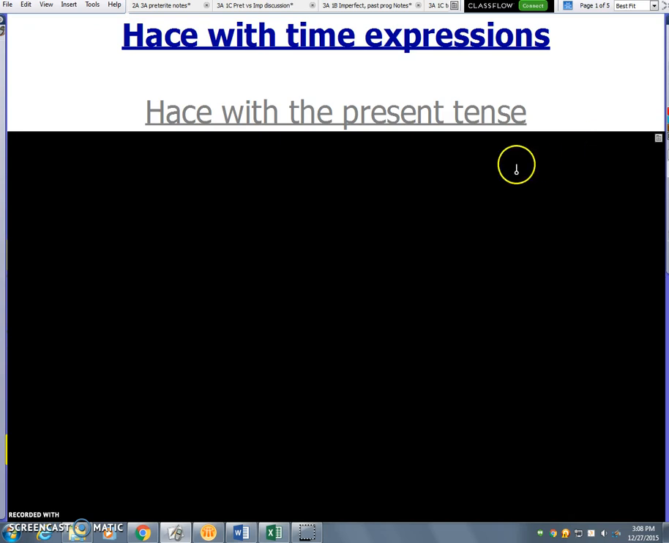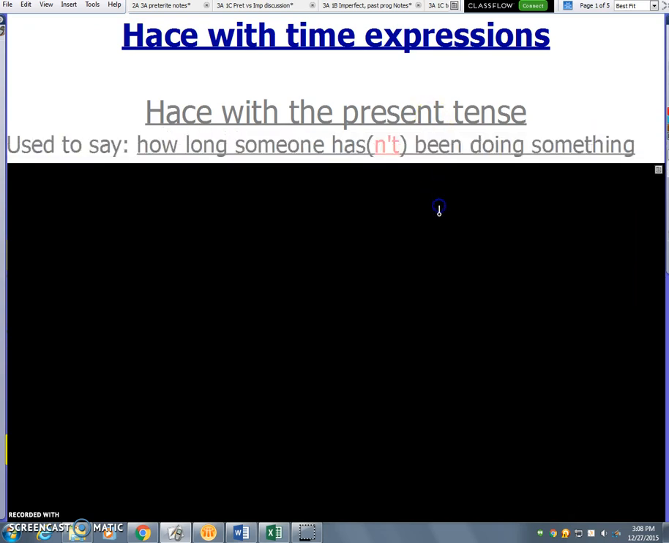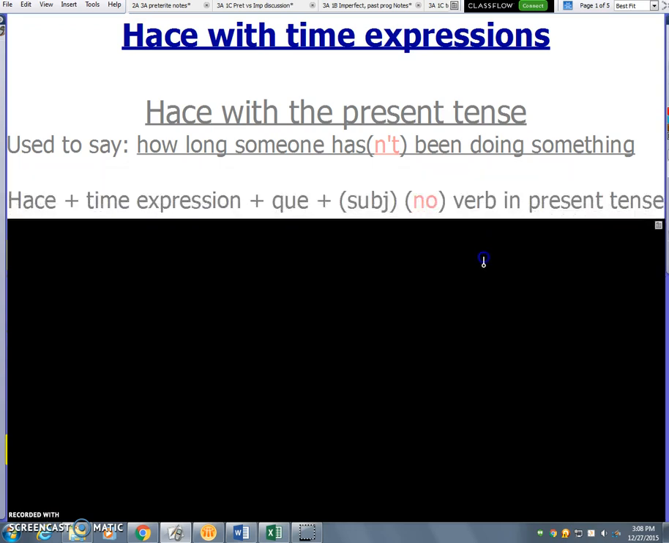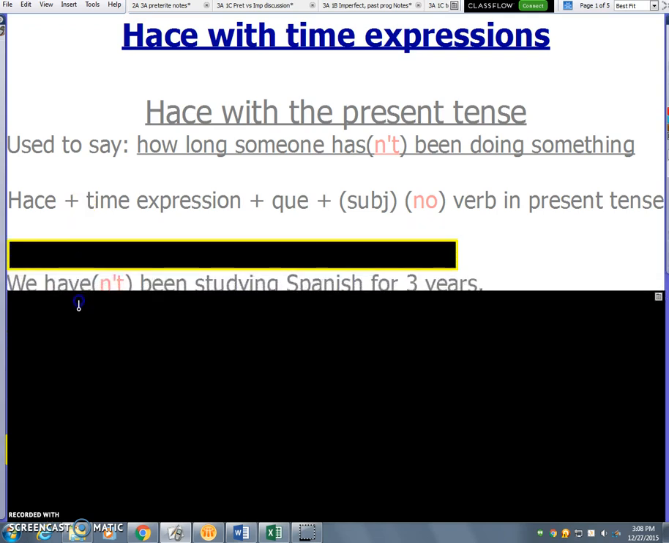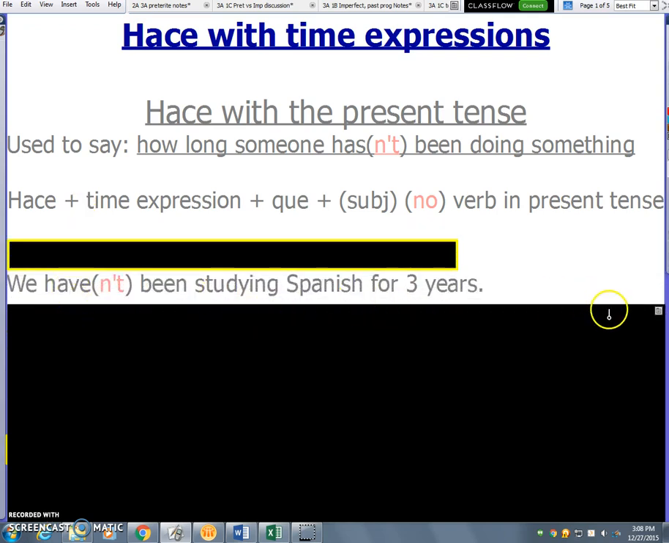So we use hace with the present tense to say how long someone has or has not been doing something, and it's a formula that goes like this. So if I wanted to say we have been studying Spanish for 3 years, or we haven't been studying Spanish for 3 years, this is how I would write this sentence. If you want to give it a try first to see if you're able to make a sentence following the formula, please do. But here is my explanation.